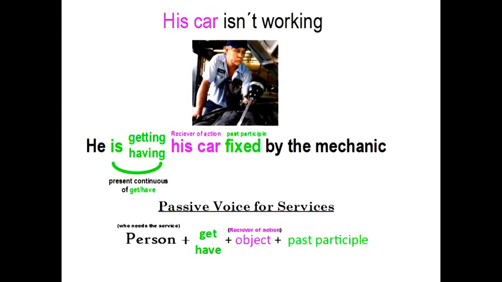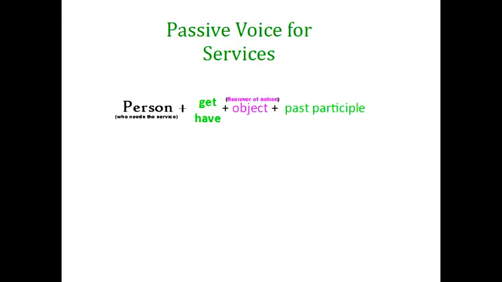So remember that when I'm using the passive voice, I can talk about get and have, and that's controlling when I'm talking about the present, the past, or the future, okay, and the examples we just showed. But we always use the person who needs the service, then the verb to get, or the verb have, then we talk about the object, then we talk about the past participle for the action, okay?